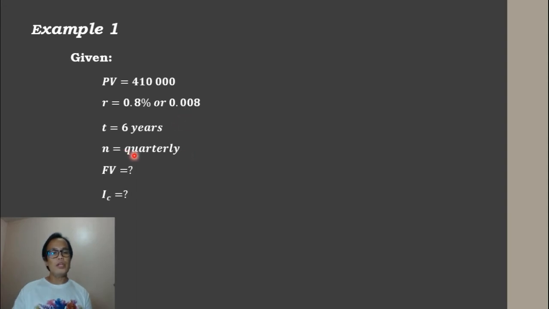If we are going to analyze the given, our N, the number of compounding period is quarterly. That means this is multiple compounding period. That means we will be using this formula for the future value, the first formula. The future value is equal to the present value times 1 plus the R over N quantity raised to NT. That means the number of compounding periods multiplied to the number of years.